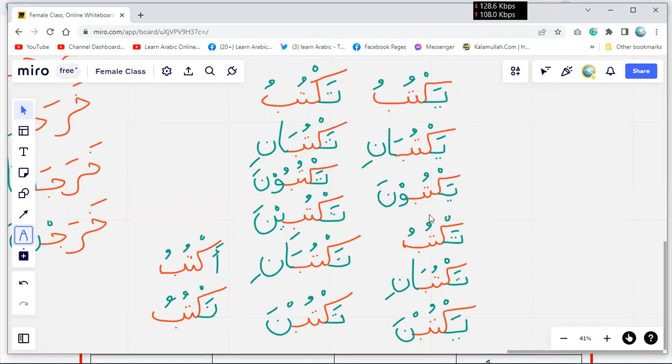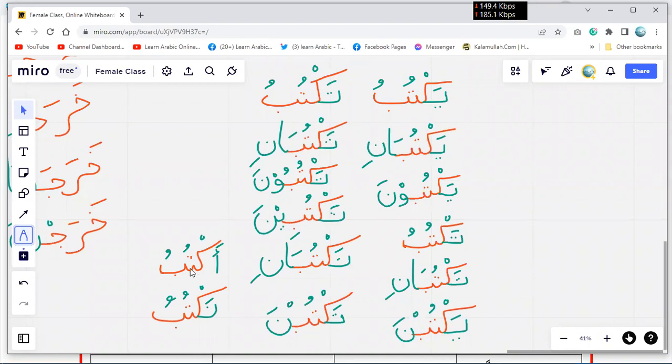Takhruju. Takhrujani. Then yakhrujna. Then takhruju, takhrujani, takhrujuna, takhrujina, takhrujani, takhrujna. Akhruju. Nakhruju.